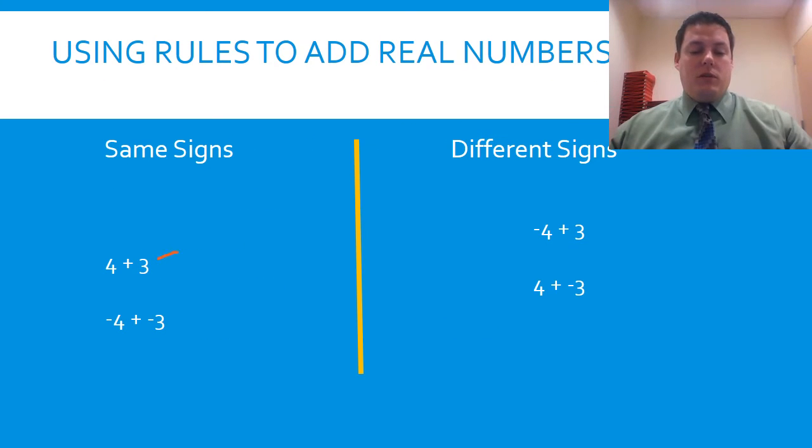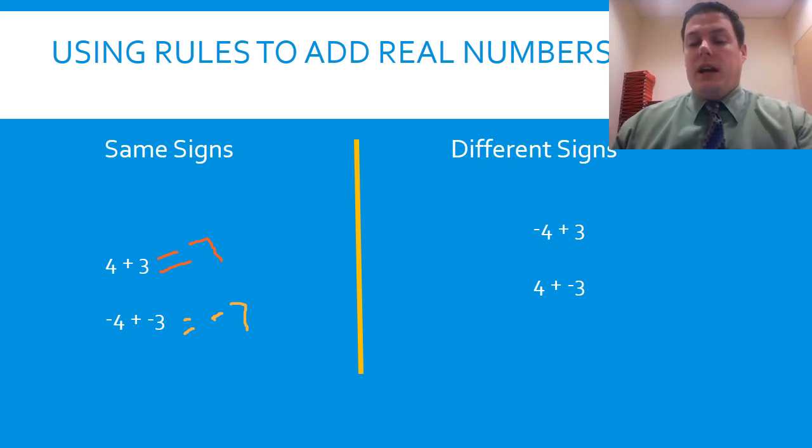So again, let's look at some practice. Here we have 4 plus 3. Don't really need to do much there, that's just 7, we know that. Because signs are the same, we have a +4 and a +3, we're adding, so we just add them together and we keep the sign. Here we have signs are the same, we have -4 plus -3. They're both negative, so signs are the same, so we're going to find the sum. 4 plus 3 is 7, but we're going to keep the sign. So our answer is -7.